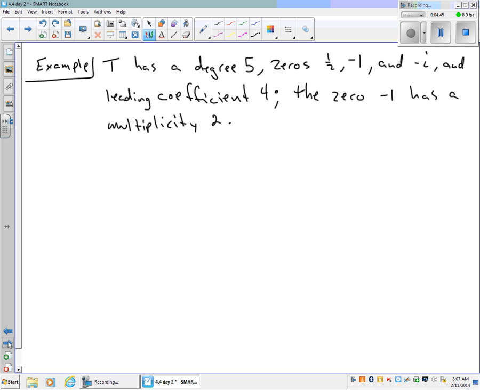Let's look at an example where we have a degree of 5. Here they give us 3 factors. Again, they give us a negative i, so we need to pair that up with a positive i.